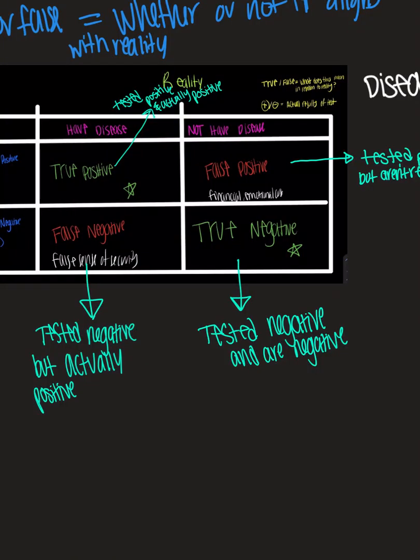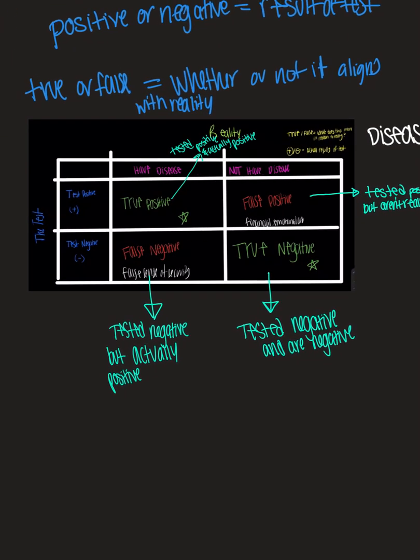So another example we could do that is relevant to life right now is COVID-19. So if you are subjected to a true positive test, that means that you actually have coronavirus, because your test came back positive and you do have the disease.